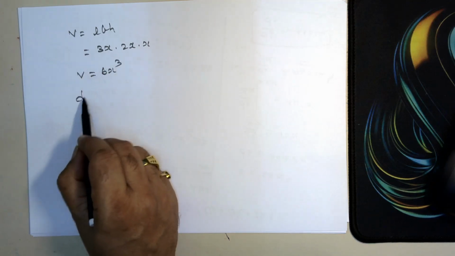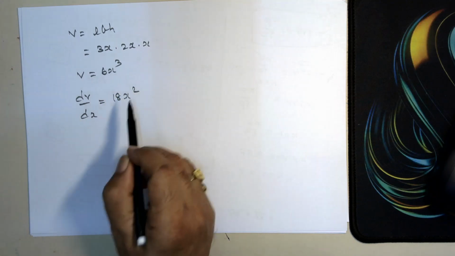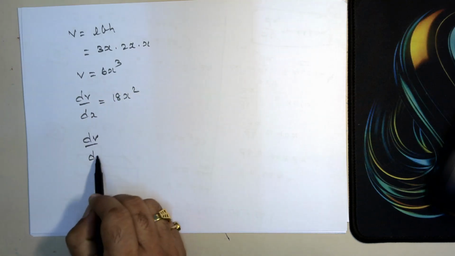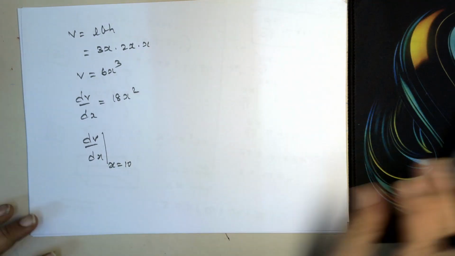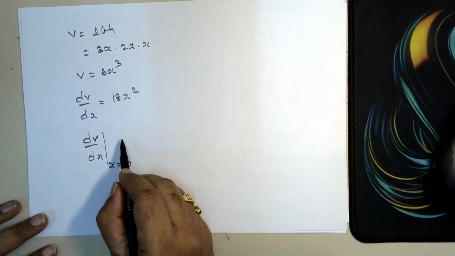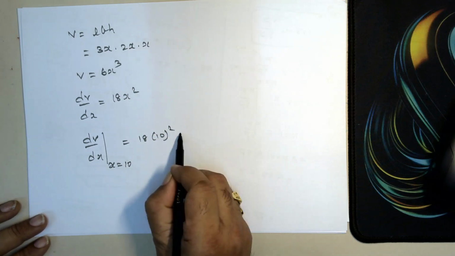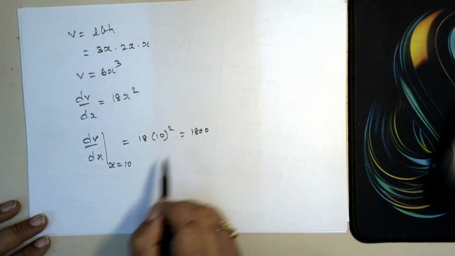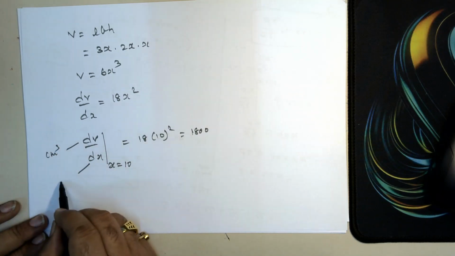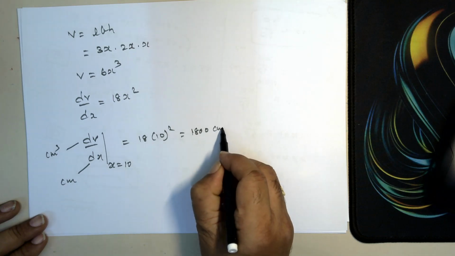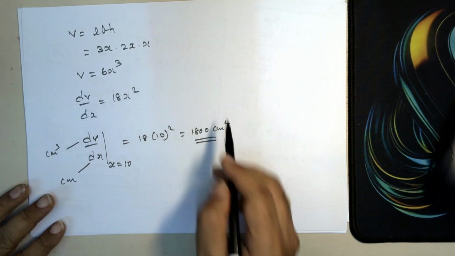So V is equal to 6x cube. So dV by dx is equal to 18x squared. So dV by dx at x is equal to 10 once again. Okay. So what is the value? 18 into 10 squared. That is 1800. What is the unit? Cubic centimeter divided by centimeter, so it becomes centimeter square. So you have to be very careful about the unit. Okay. Then diagonal.